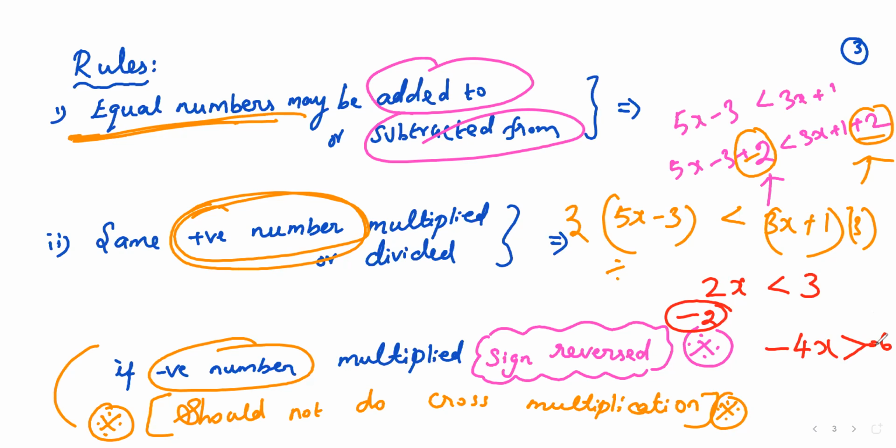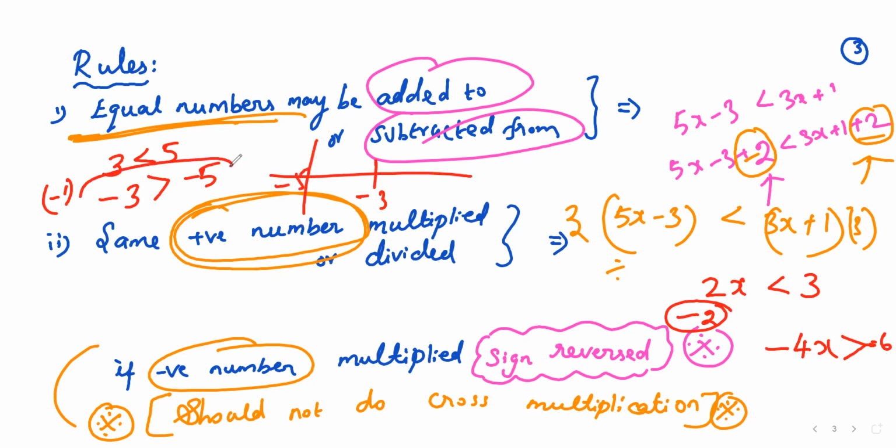How is it possible? Because see, 3 is less than 5, right? You are going to multiply by minus 1 on both sides. Minus 3, minus 5. Which sign becomes reversed, right? Obviously, minus 3 is greater than minus 5, isn't it? Yes or no? Like that, if you multiply inequalities by a negative number on both sides, the sign gets reversed. That's very, very important.